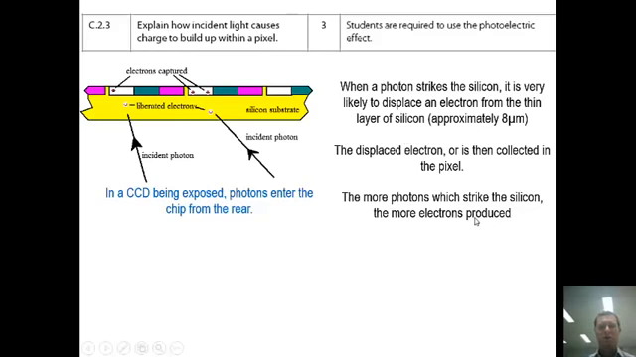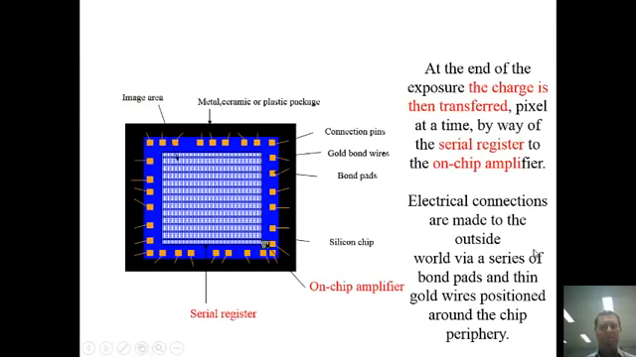Let's see how this works. Okay, on a bigger picture, what we've got is a whole sheet of image being projected onto it. So there's different light in different locations. So what do we do about that?